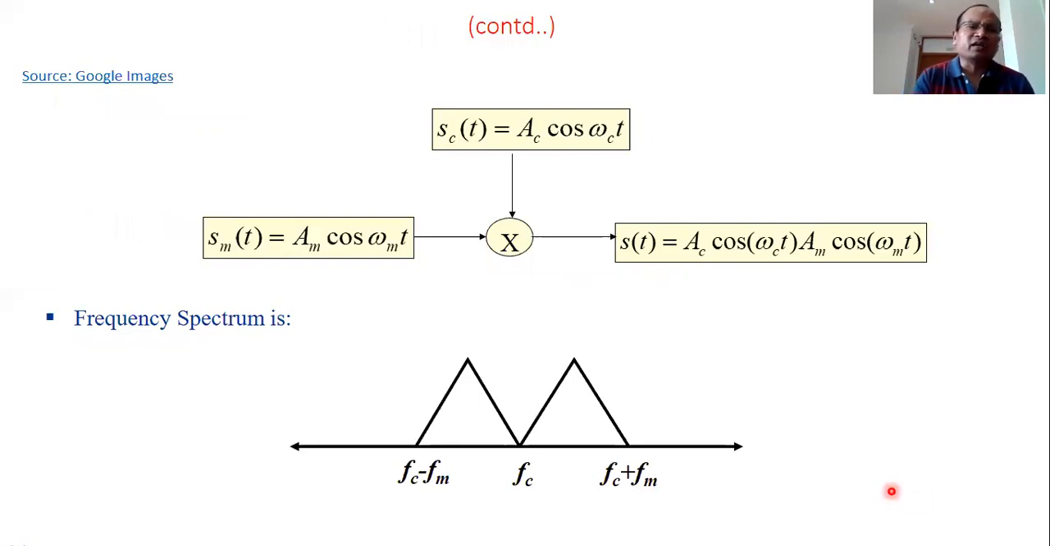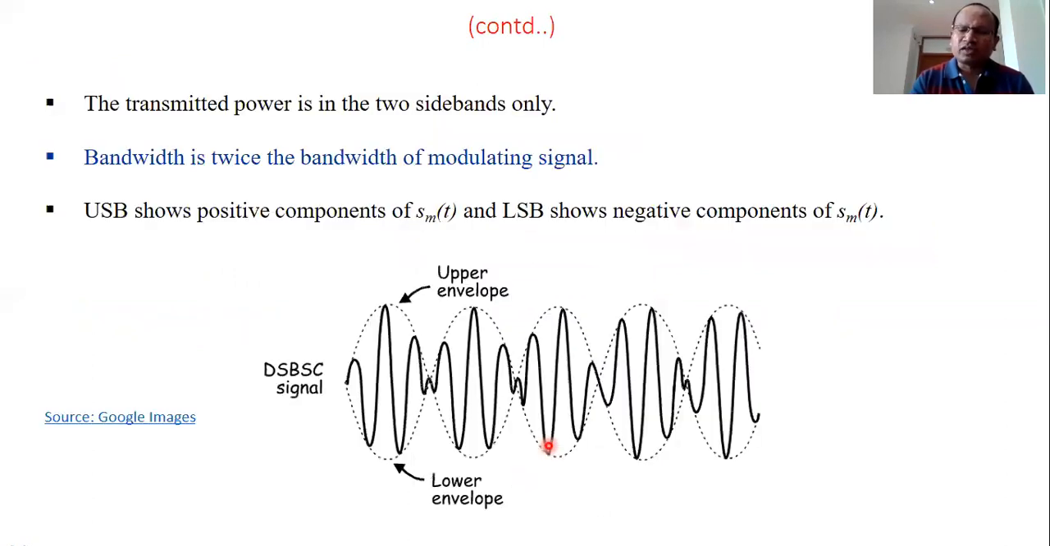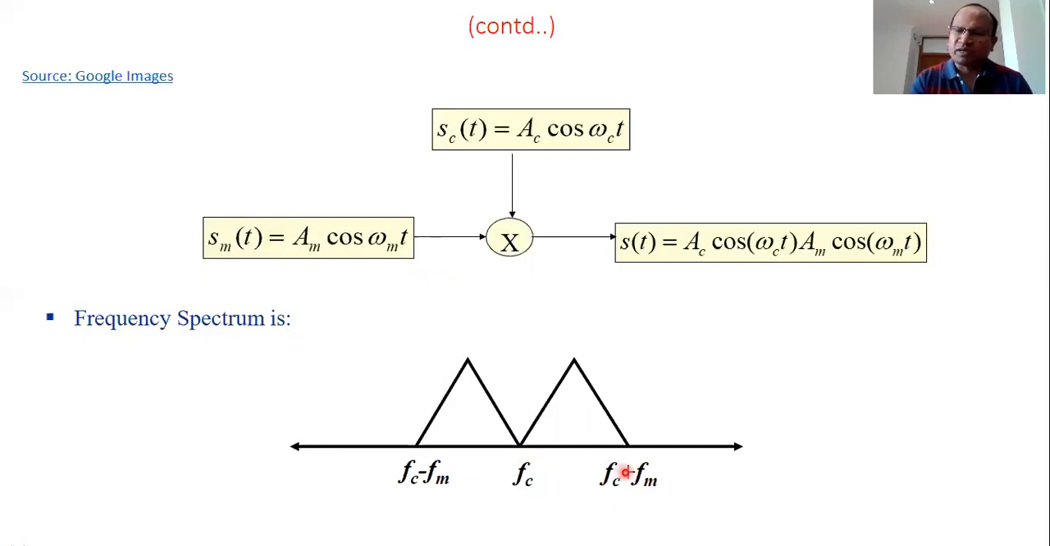This is how you see here. This is the diagram: Ac cosine omega c t is your carrier, Am cosine omega m t is the message signal, and we get this. The frequency spectrum will be like this. You see here, there is a component at fc plus fm, and this component has a certain amplitude, which may be Am Ac divided by 2. Both have the same amplitude. One sideband extends from fc to fc plus fm, and the second sideband extends from fc minus fm to fc. So there are two sidebands which are generated.